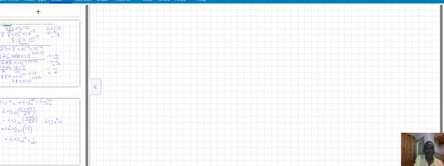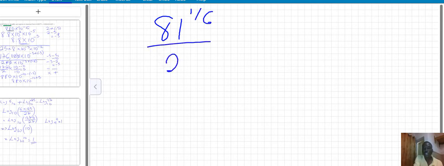Now you are given a question, and the question says you should simplify 81 raised to power 1 over 6, all over 27 raised to power minus 1 over 9. This is indices. And all you need is to know how to solve this question accurately.